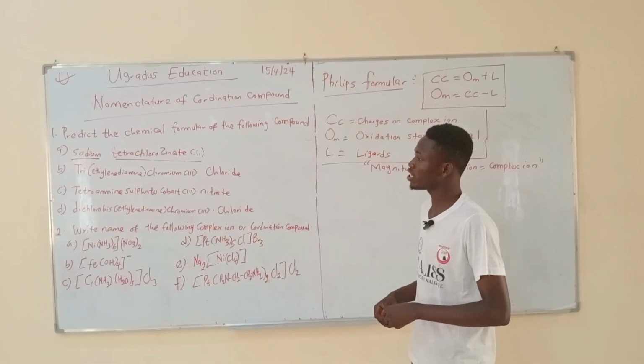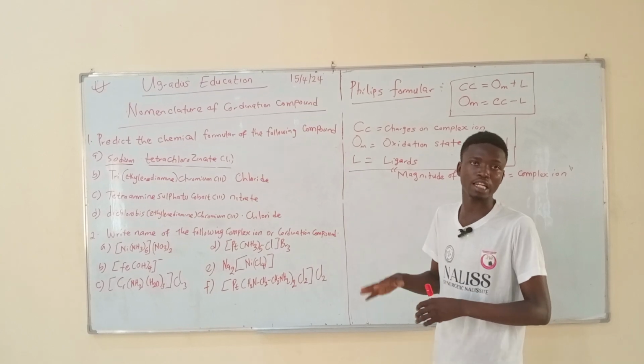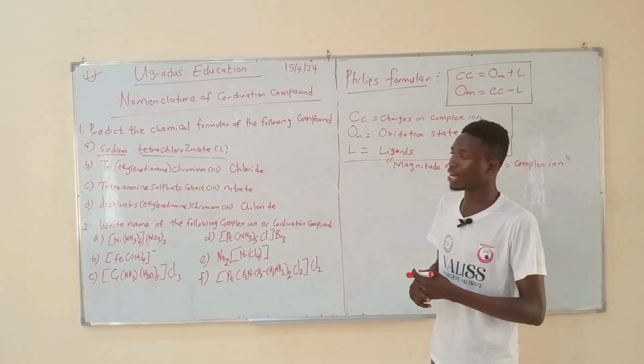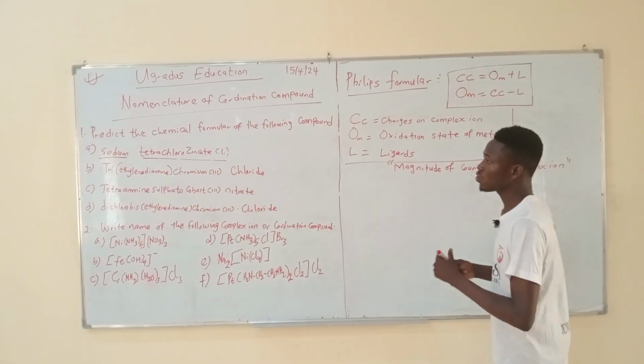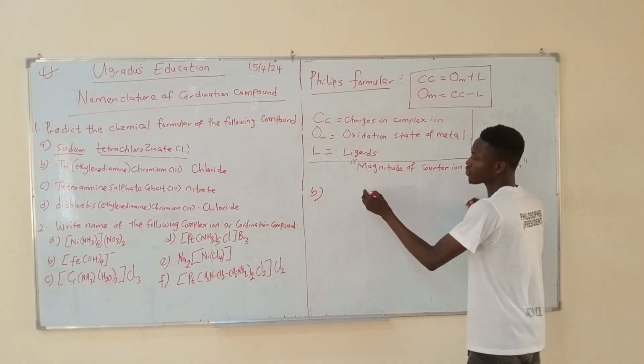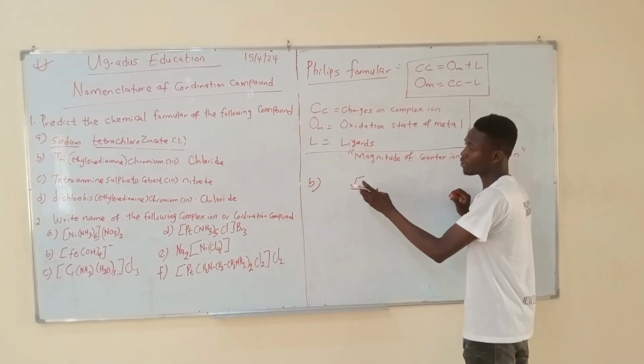So we are going to be taking the other ones, and I'll be fast now since I've already laid the foundation in the first video. So this one, B, is tris(ethylenediamine)chromium(III) chloride. I told you that if you are doing that B, you are going to first write the complex ion. You will start with the curly braces.